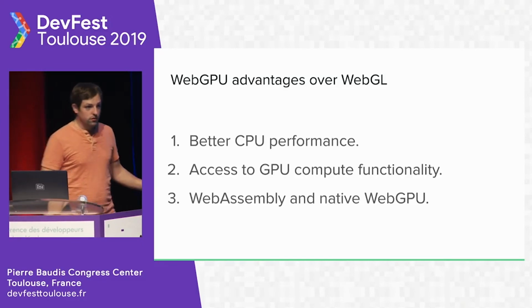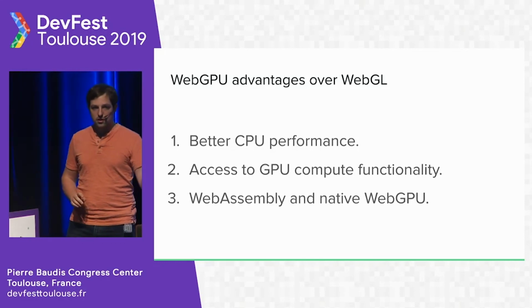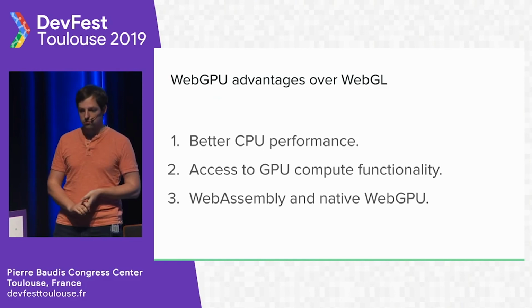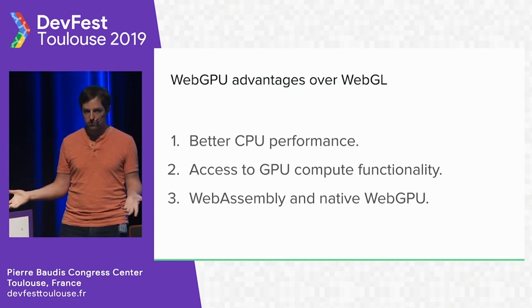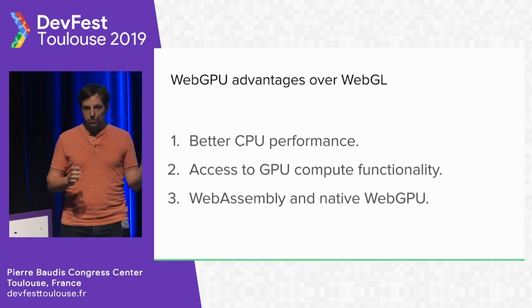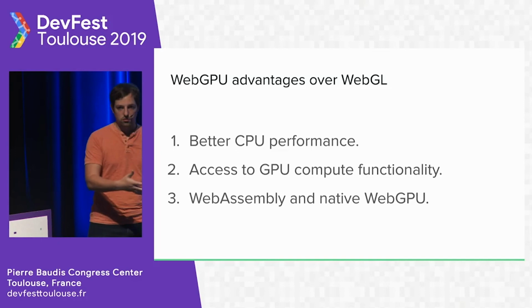All right, so we've seen all the advantages of WebGPU. It has better CPU performance. It gives you these compute shaders that can do scientific computations in a very nice and efficient way. And we now have WebAssembly support for WebGPU so that you can build something in native and just put it on the web, and it works.